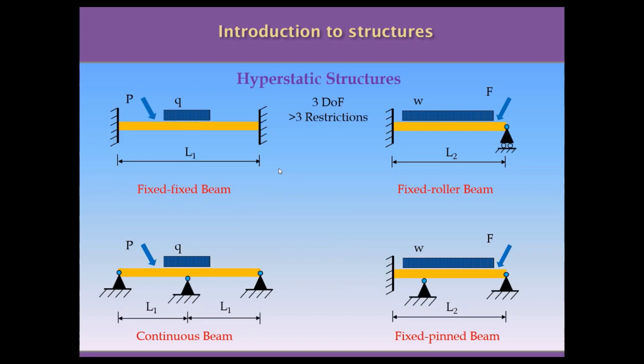Other examples of hyperstatic structures are the ones shown on the screen. This is a fixed beam. This is a fixed and a roller beam. In here, for example, we have some continuous beams. So these beams have superabundant restrictions, so they are all hyperstatic. So we will need more equations to resolve them in terms of reactions, and after that in terms of internal forces and stresses.